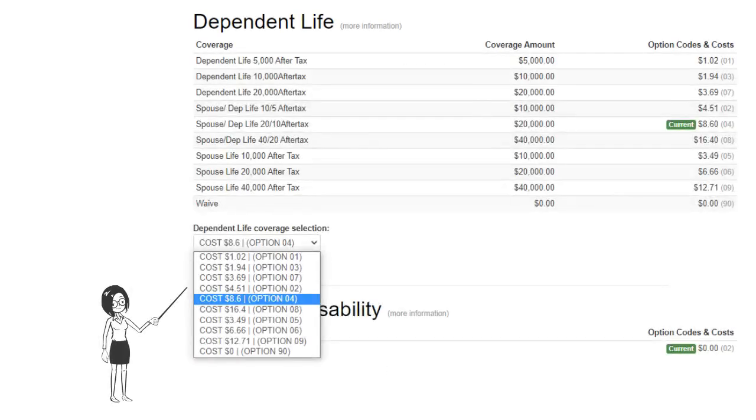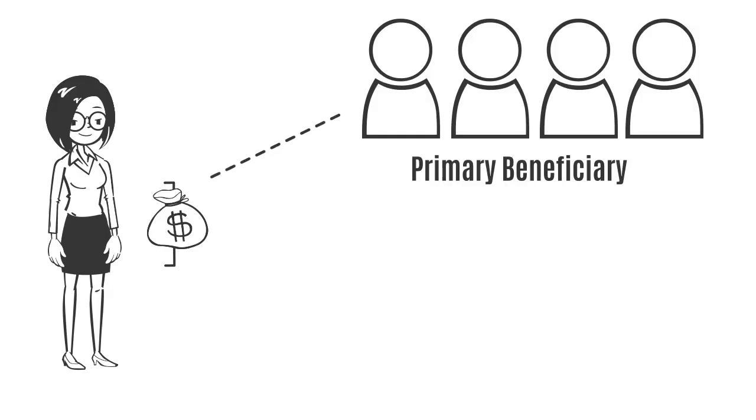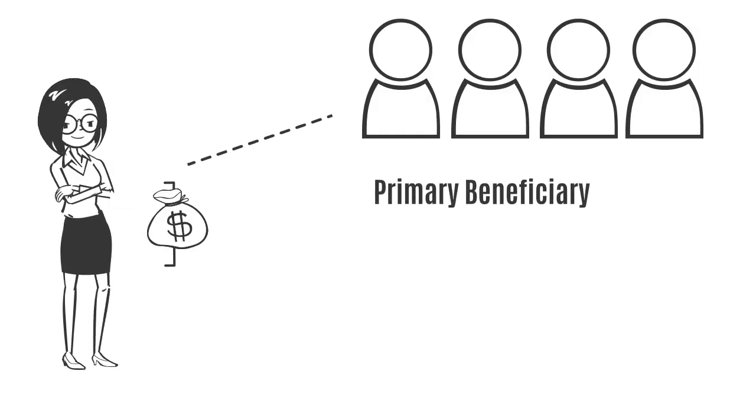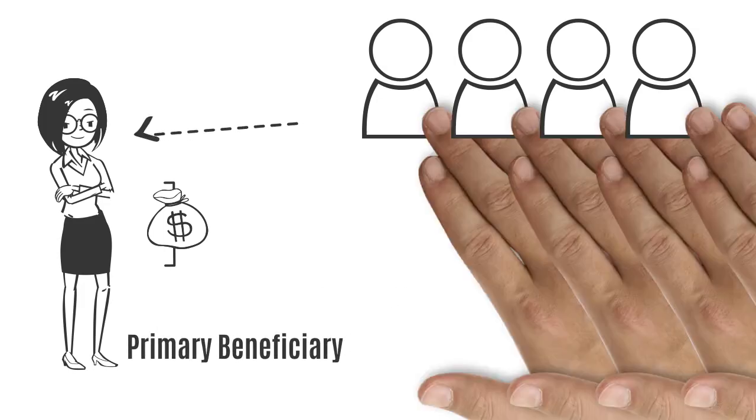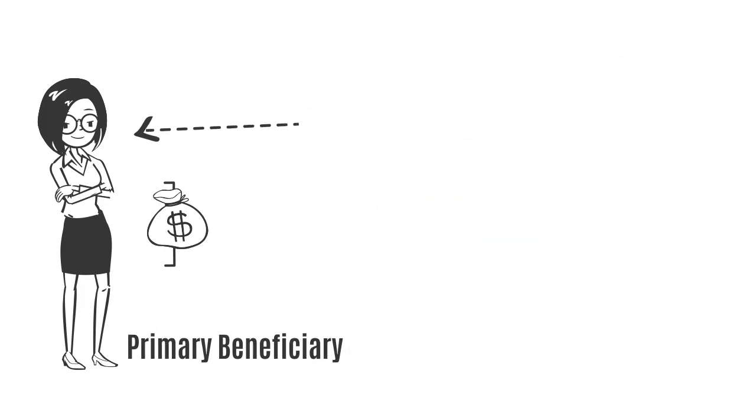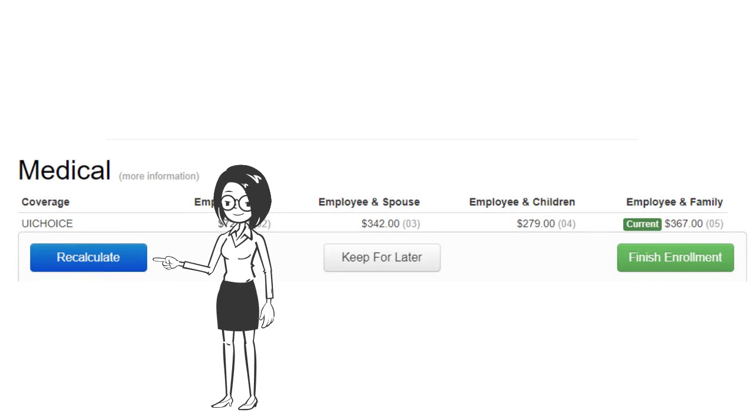If you are deciding to enroll, find your coverage and option code and select from the drop-down menu. There is no beneficiary section for spouse/dependent life because you, the employee, are the beneficiary. Select the Recalculate button to verify your costs, and then we can move to long-term disability.